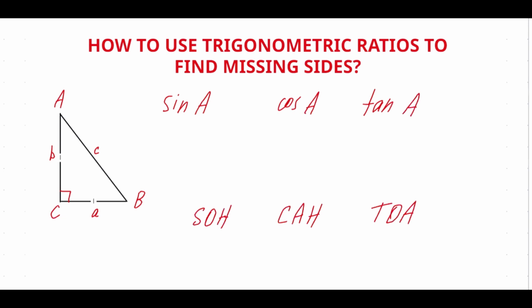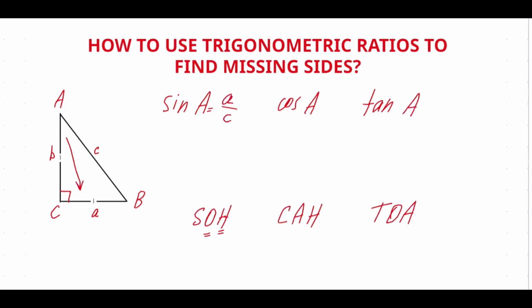SOH stands for sine. And again, why do we call them ratios? Because we're going to divide opposite leg over hypotenuse. So for example, sine of A will be opposite leg, which is side a, over hypotenuse c.